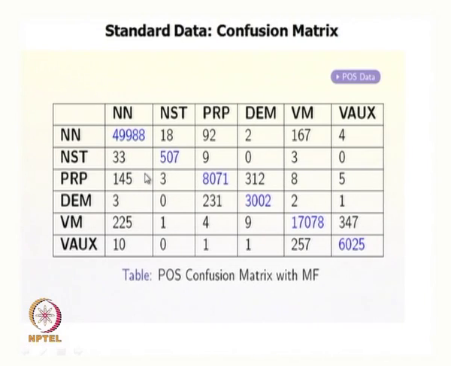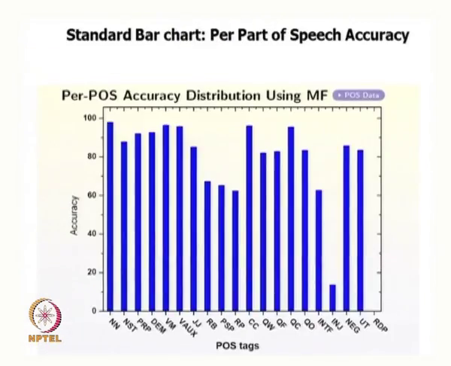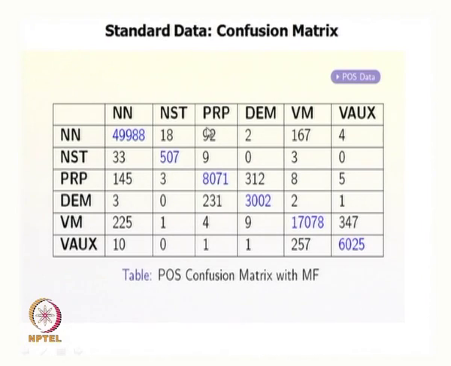Let me just repeat this point once again for you. This kind of bar chart for part of speech accuracy depiction and the confusion matrix which shows which tag has become which other tag how many times. Okay. So, these two pieces of information are extremely valuable for increasing the accuracy of the part of speech tagger. All right. So, let us make some summarizing remarks now.